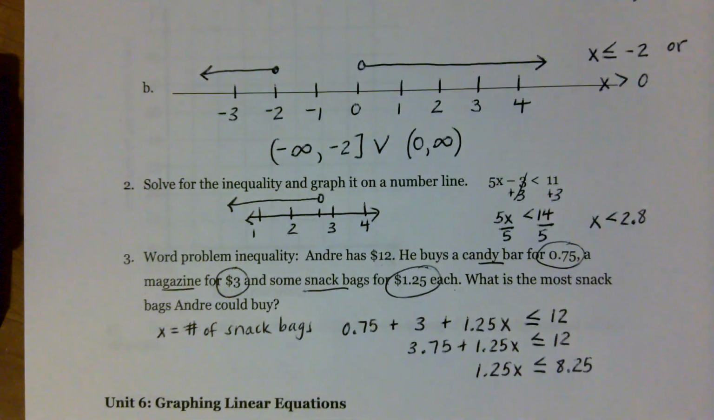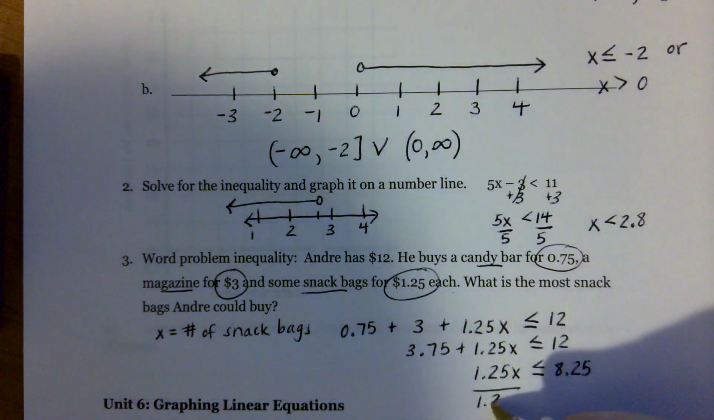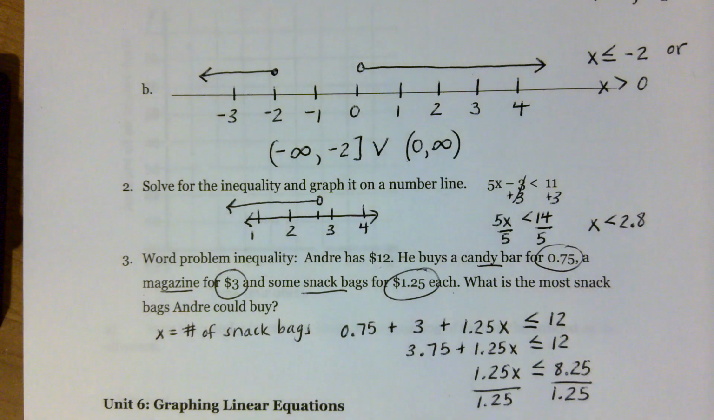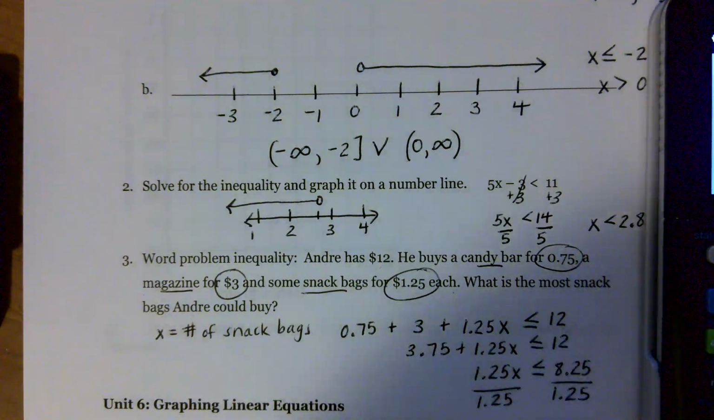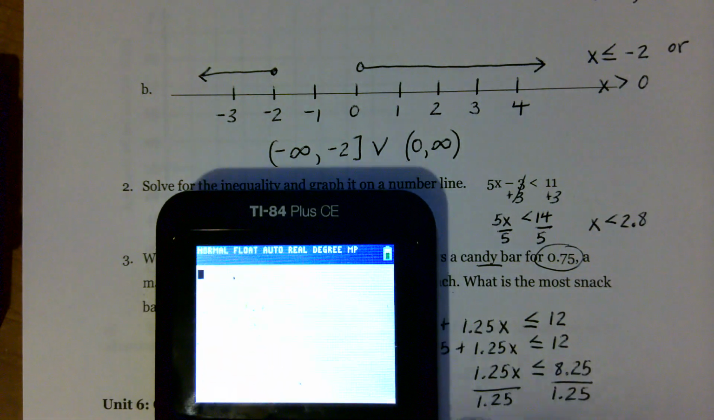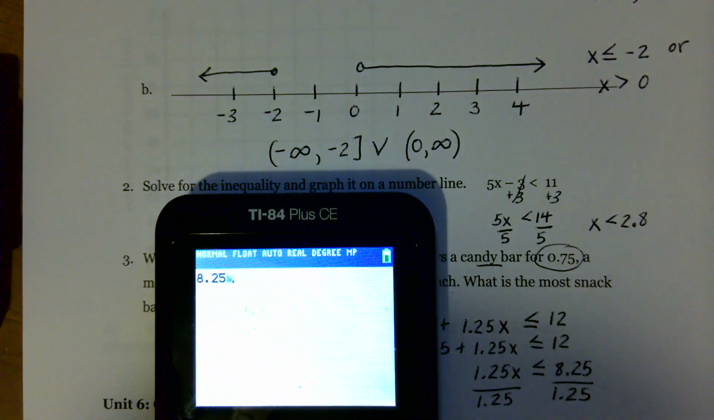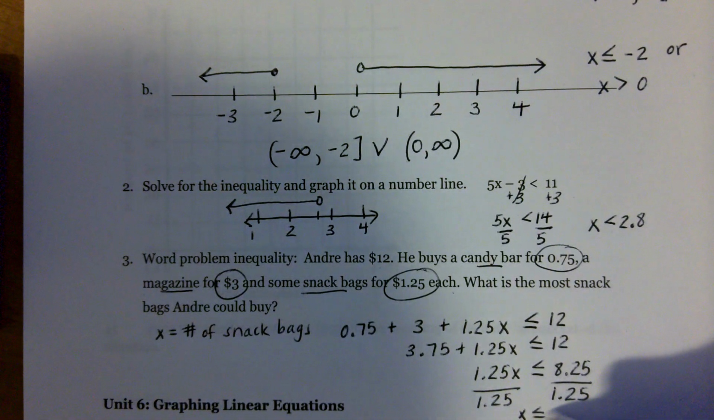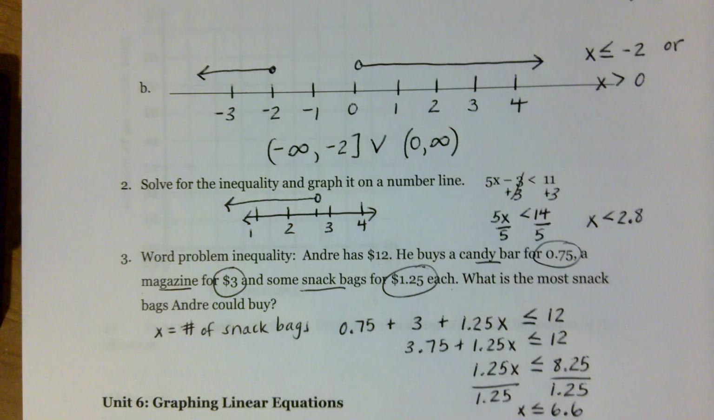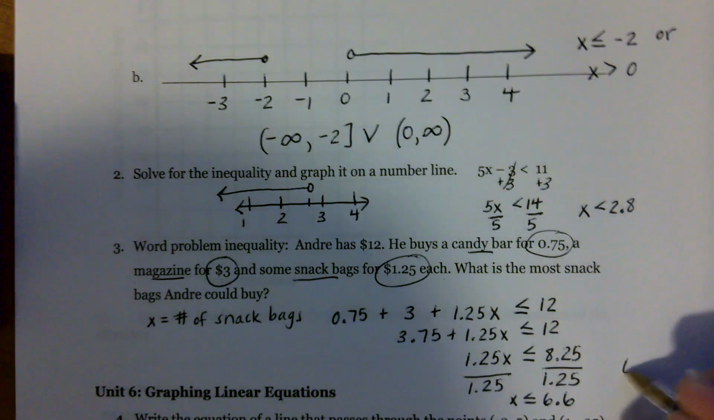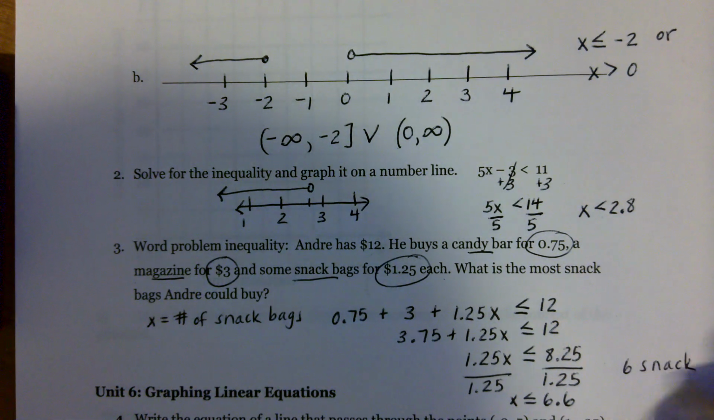To solve for x, I'm going to divide by 1.25 on both sides. Instead of multiplying by 1.25, I divide by that. Okay, I'm going to grab my calculator, and I put in 8.25 divided by 1.25, and I get 6.6. So if x is less than or equal to 6.6, that means the most snack bags he could have purchased would have been 6 snack bags.